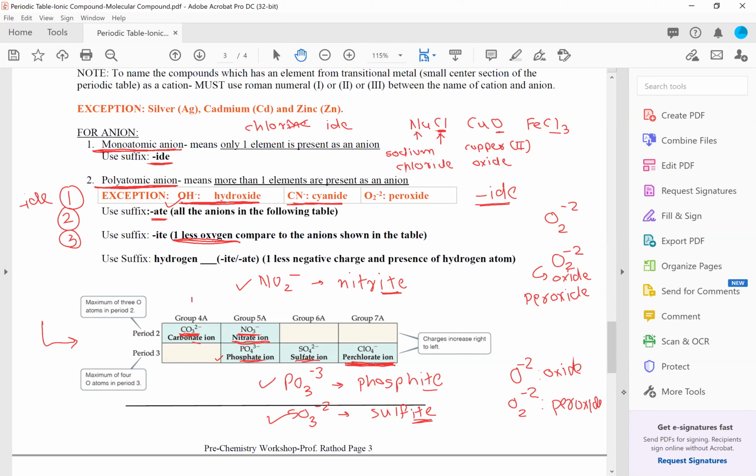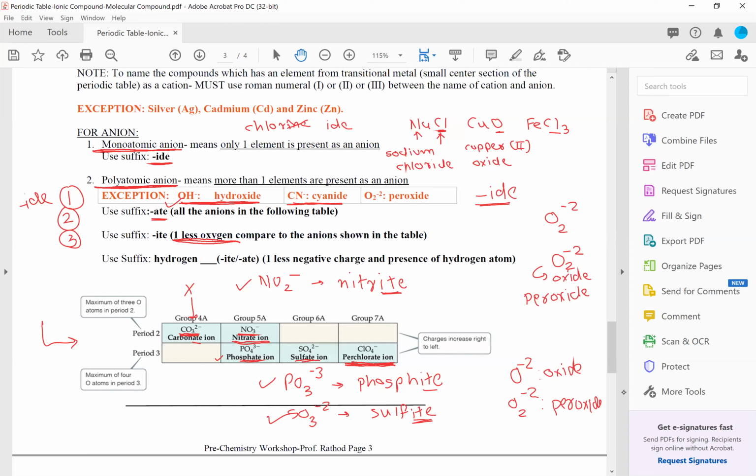Okay, carbonate does not have an "ite." There is no "ite" for carbonate. It does not exist. So there is no CO2 minus 2, but NO2 minus, PO3 minus 3, and SO3 minus 2 do exist. So far, so good? Yes, sir.